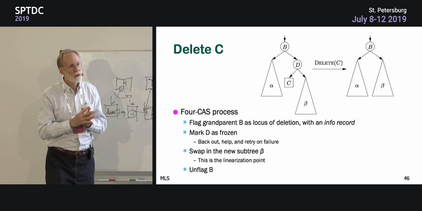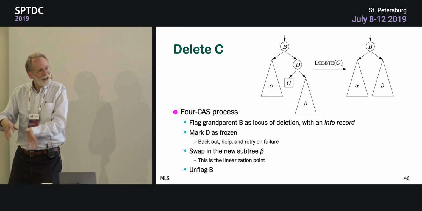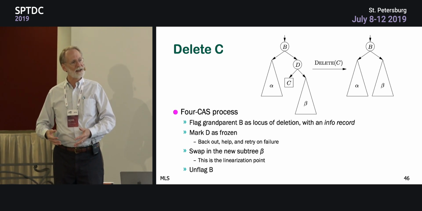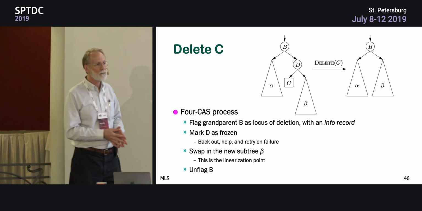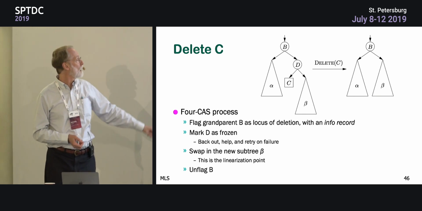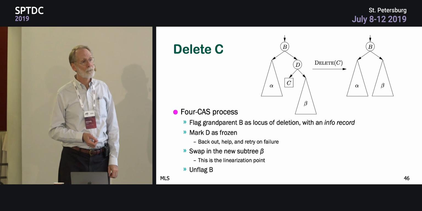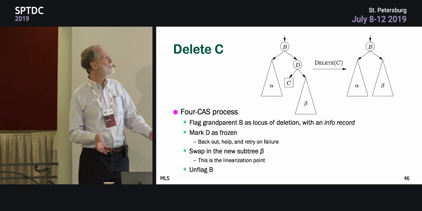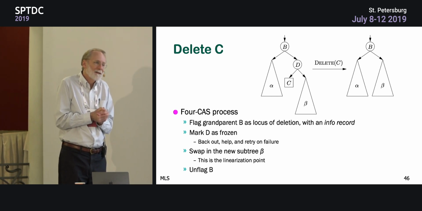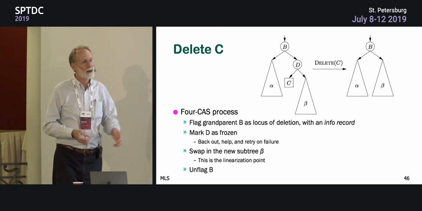And that's important. So I do have this sort of initial search that gets me here, but once I'm here, I know I'm in the right place, and that doesn't change, as long as I'm able to successfully flag B and mark D. If I can't successfully flag B and mark D, then there's been a conflict in my own local place, and I have to deal with that conflict.